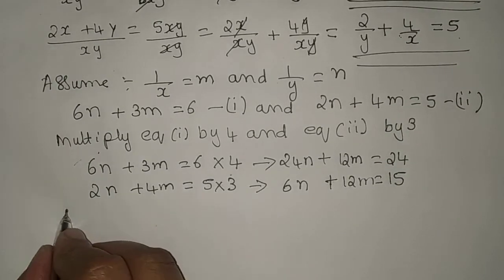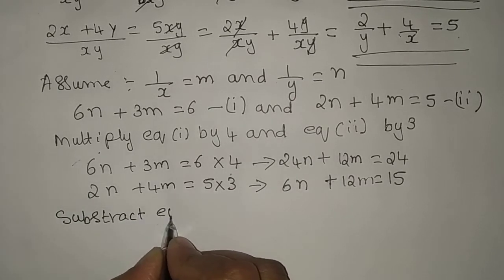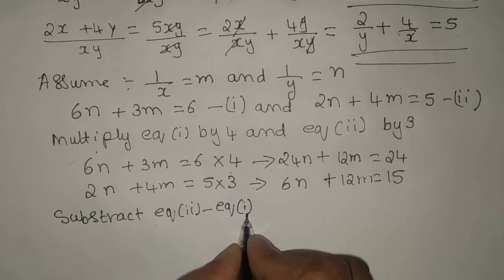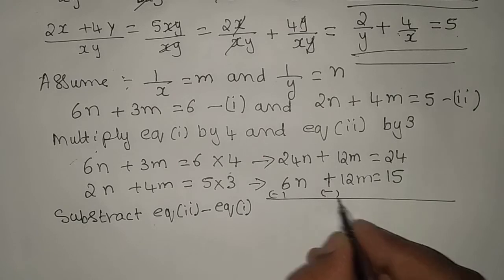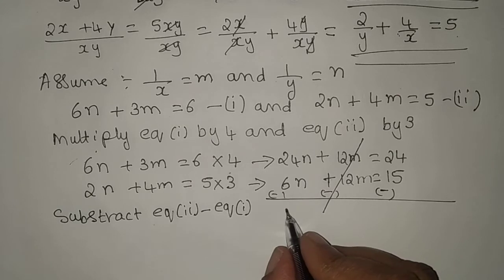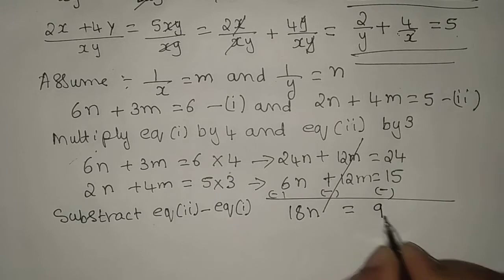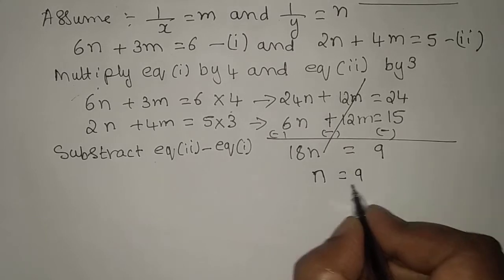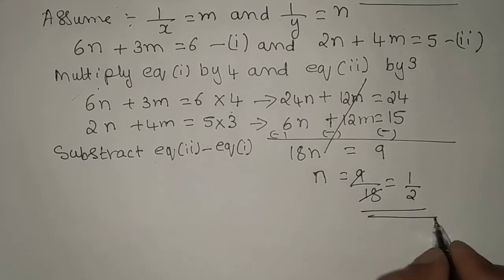So now the next step is we have to subtract, that is equation 2 minus equation 1. We'll do it here, so put minus sign here, minus and minus sign. So these two cancel. Then we get 24 minus 6 will become 18n, which is equal to 9. Therefore n is equal to 9 by 18. 9 ones are 9, 9 twos are 18, n we get is 1 by 2.